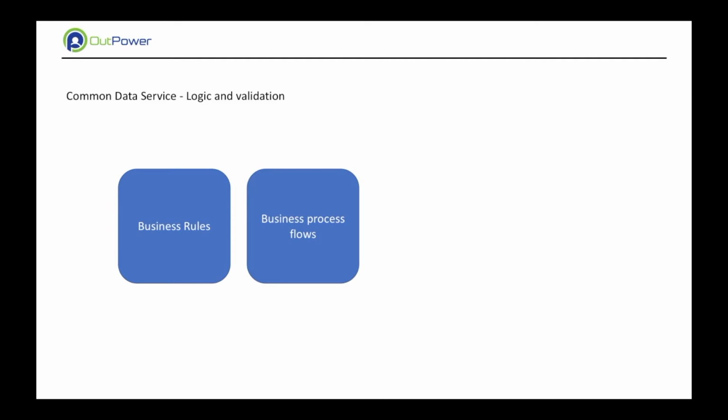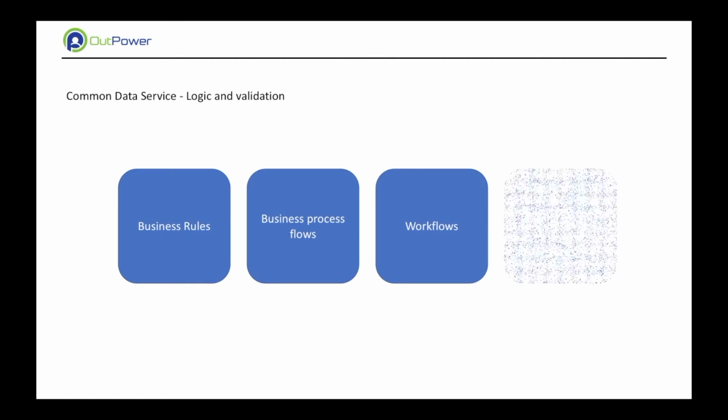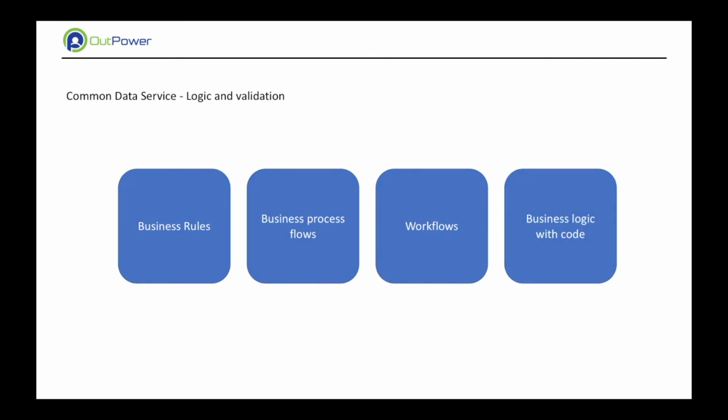Business process flows. Business process flows guide users to ensure they enter data consistently and follow the same steps every time. Business process flows are currently supported only for model-driven apps. Workflows. Workflows automate business processes without requiring user interaction. Business logic with code. Business logic supports advanced developer scenarios that extend the application directly through code.